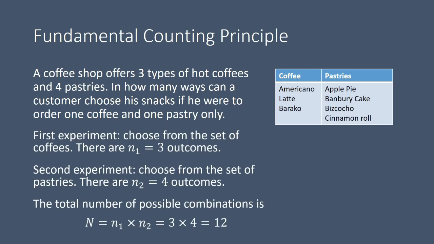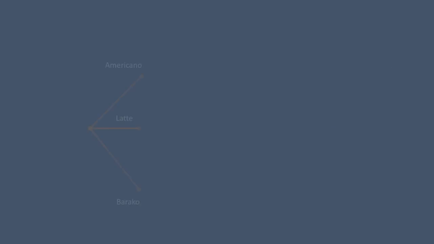In the first stage, you will choose what coffee to order. And you have 3 possible choices. And so, the outcomes for the first stage of the experiment is 3. That is your n sub 1. And then after that, you will choose from the list of pastries. And there are 4 possible outcomes for your choice. And so n sub 2 is equal to 4. So the total number of possible combinations or outcomes for this experiment is n sub 1 times n sub 2 or 3 times 4, which is equal to 12.